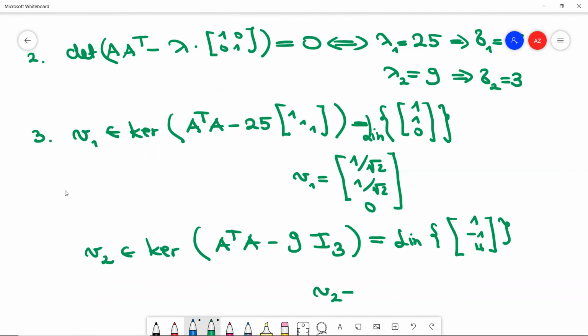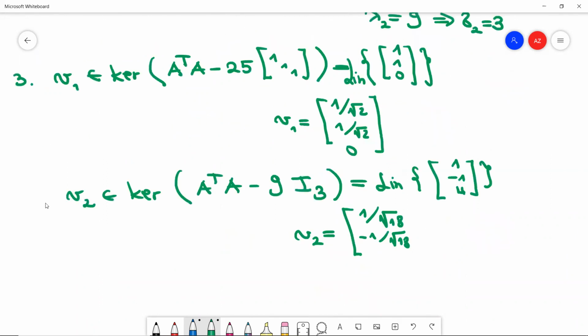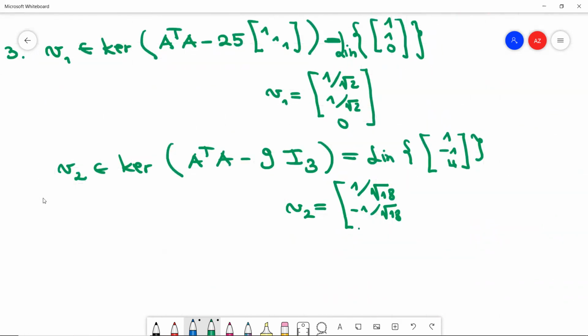So v2 is 1 over square root of 18, minus 1 over square root of 18, and 4 over square root of 18. So we don't need v3.